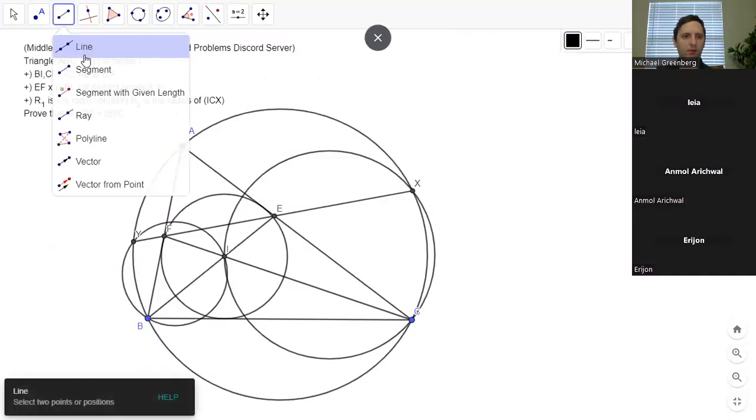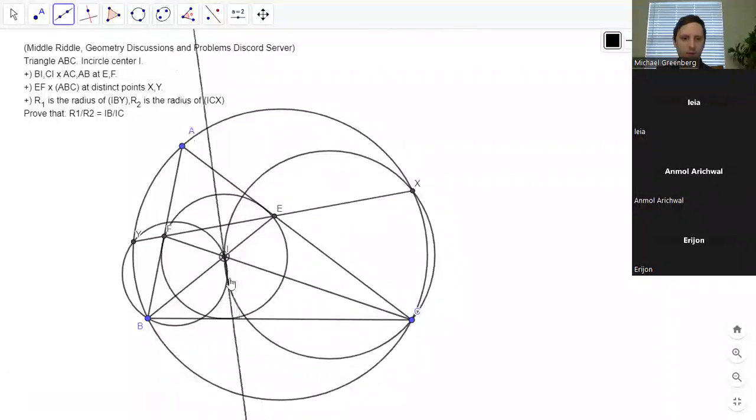Let me see if those circles intersect somewhere important. I don't think so.